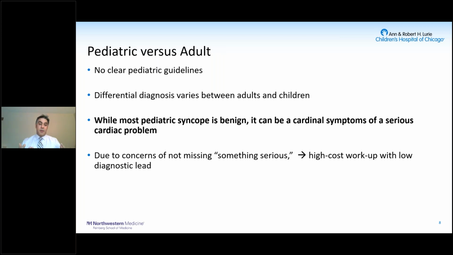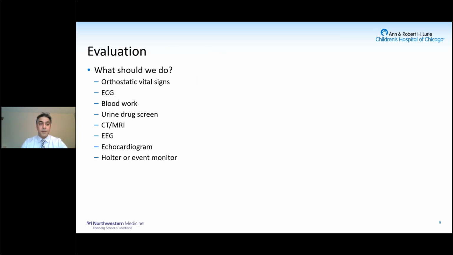Even in the medical community, we are all afraid of missing something serious. So the balance comes down to how much do we do so as not to miss something? Many times we do an unnecessary costly workup just to reassure families or make sure we're not missing anything. But in pediatrics, unless there are some concerning findings, this high or expensive cost of workup will usually have a low diagnostic yield. So what should we do when someone shows up in our office with a syncopal episode?